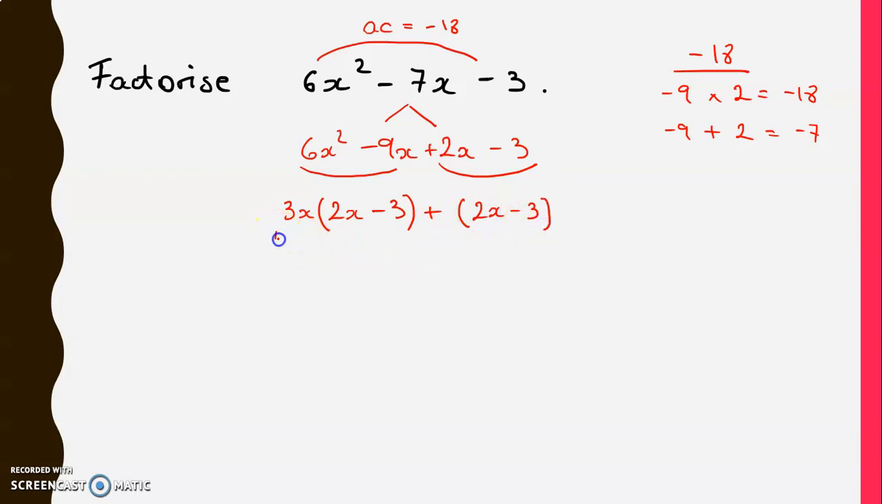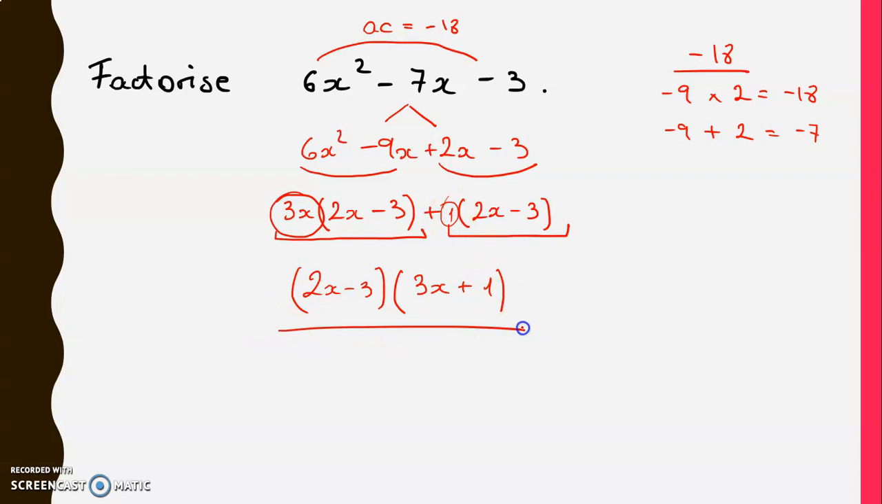Now, as I said before, you have to look at these as two terms. What's the common factor? The common factor is 2x minus 3, the bracket, times 3x, plus, what's in front of this bracket here? There is a 1. So plus 1. And this is the final answer.